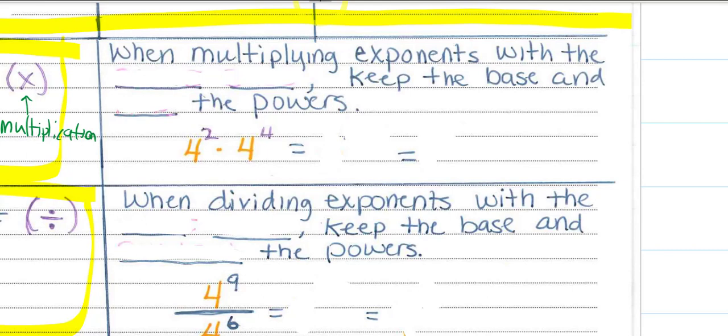When multiplying exponents with the same base, we keep the base and add the exponents, or add the powers, okay?